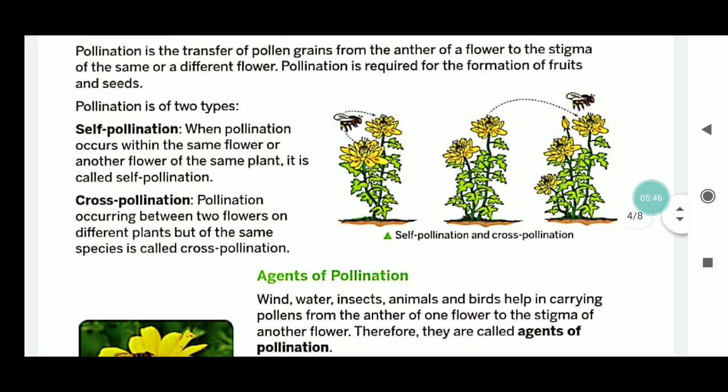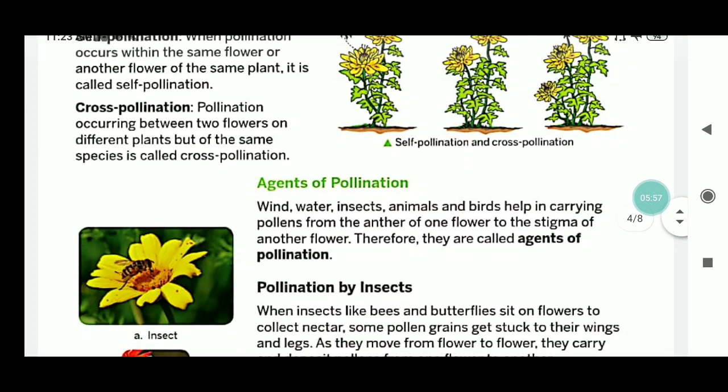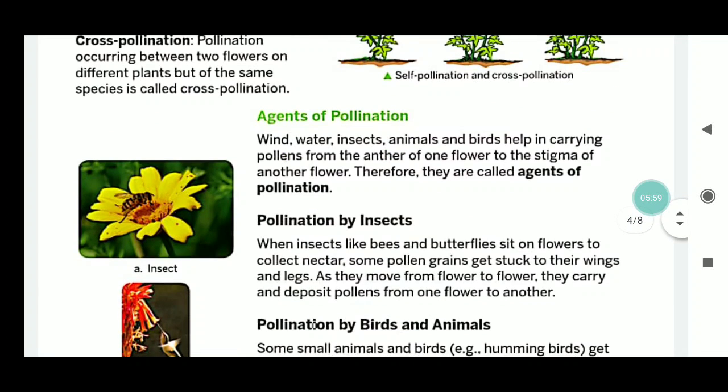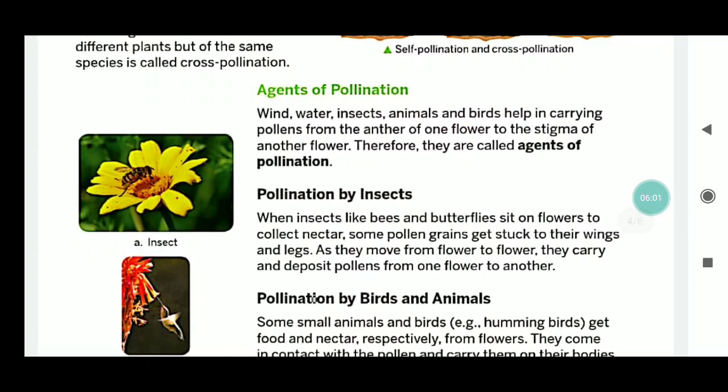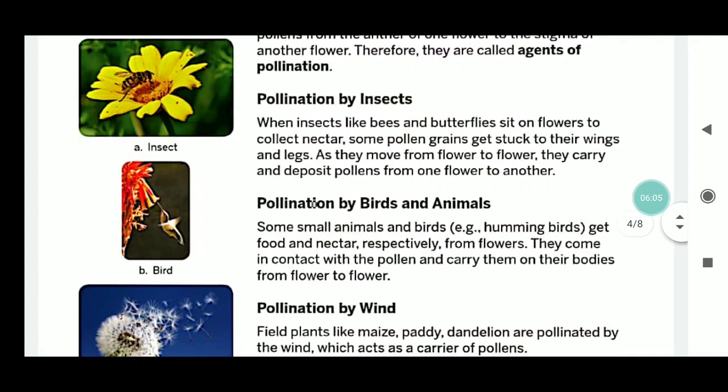See here, the bee is working as an agent of pollination. No one else. Here the bee is working as an agent of pollination. Therefore, they are called agents of pollination. Now we will discuss pollination by insects.